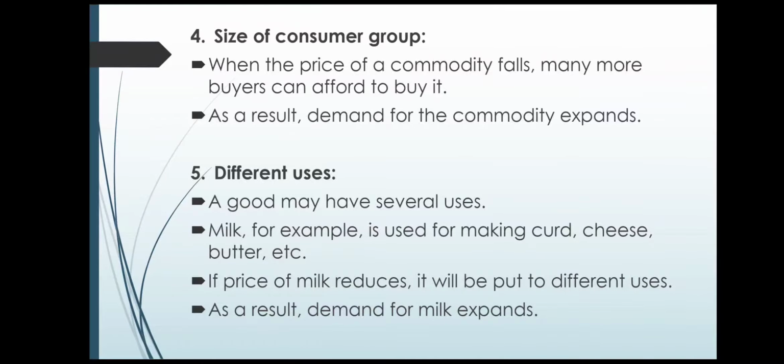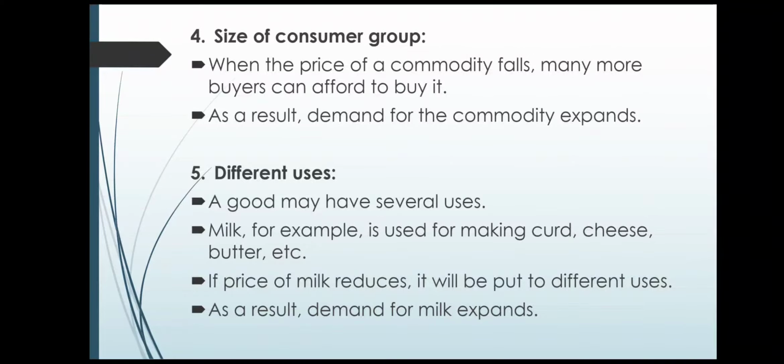The next point is different uses. A good may have several uses. Milk, for example, is used for making curd, cheese, butter, etc. If price of milk reduces, it will be put to different uses. As a result, demand for milk expands.